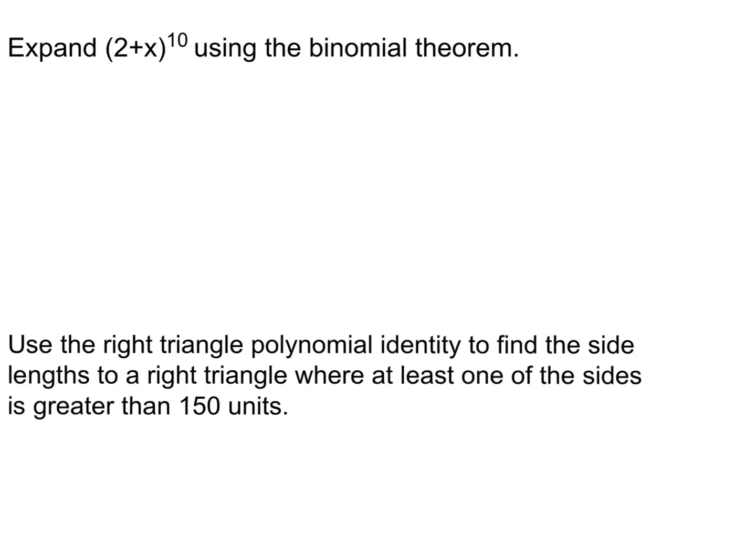Alright, last 2 problems for you to try. Go ahead and expand 2 plus x to the 10th using the binomial theorem, and then use the right triangle identity to find the side lengths of a right triangle where at least one of the sides is greater than 150 units. So you might want to look back at your notes from a couple days ago to remind yourself of this polynomial identity and use that to create your right triangle.